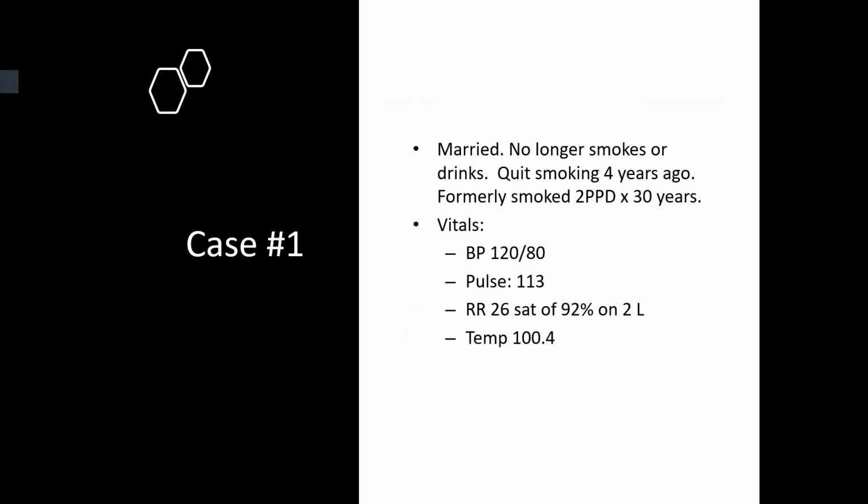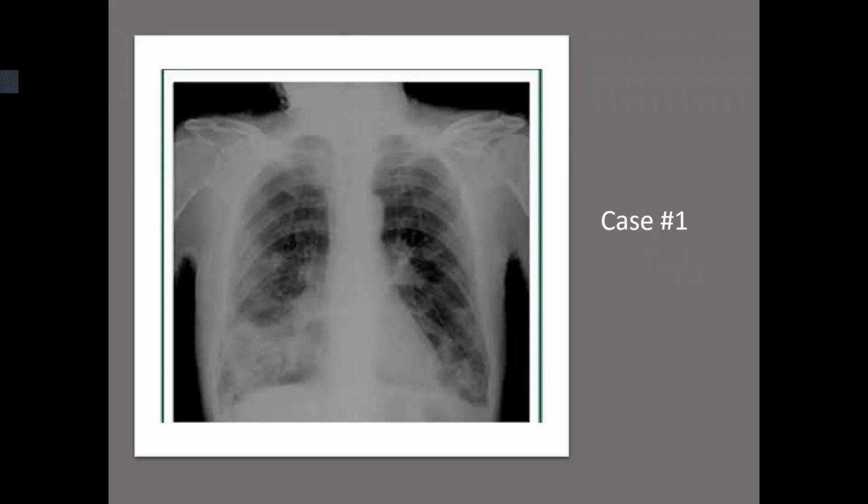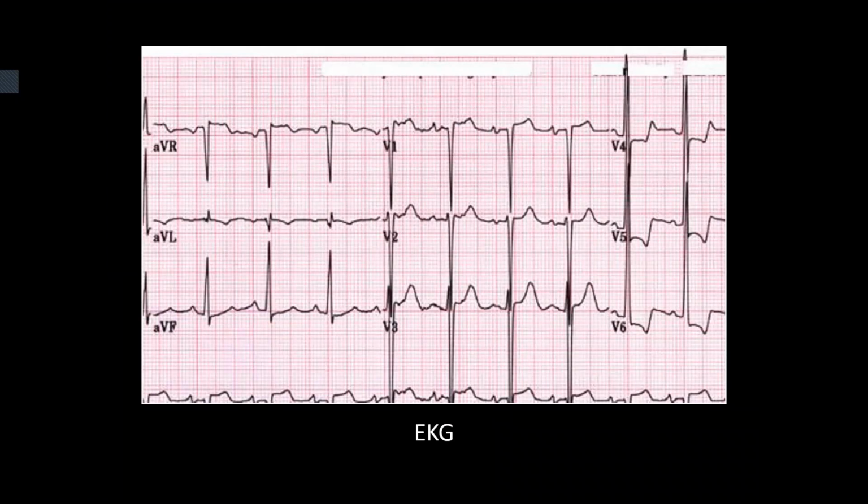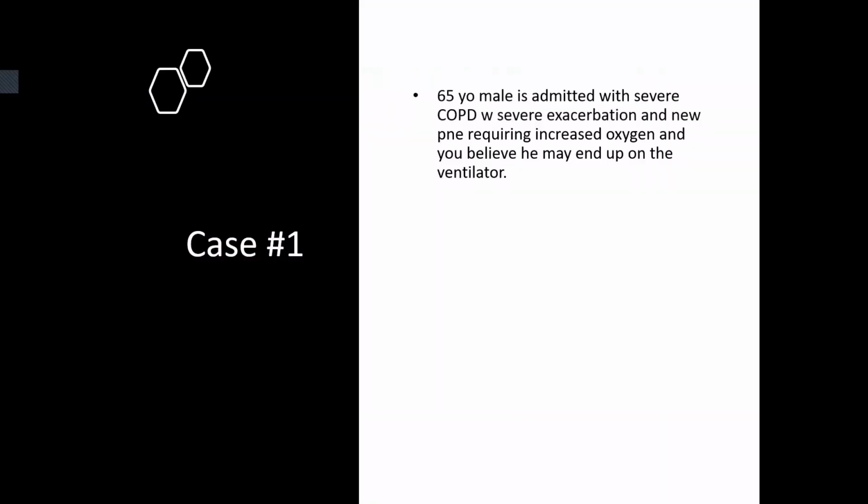You get his vital signs, and you notice that he's tachycardic, he's tachypneic, he's hypoxic, and he's got a low-grade temp. You get a chest x-ray, which looks like he has bilateral lower infiltrates. He's working to breathe, so you get a gas on him, which is showing he's acidotic, he's hypoxic, and he's retaining. You grab an EKG, which shows he's got a strain pattern. So what do you have in summary? You have a 65-year-old guy that you're going to admit for severe COPD exacerbation. He's got a new pneumonia, a new oxygen requirement, and you may believe he may end up on a ventilator.